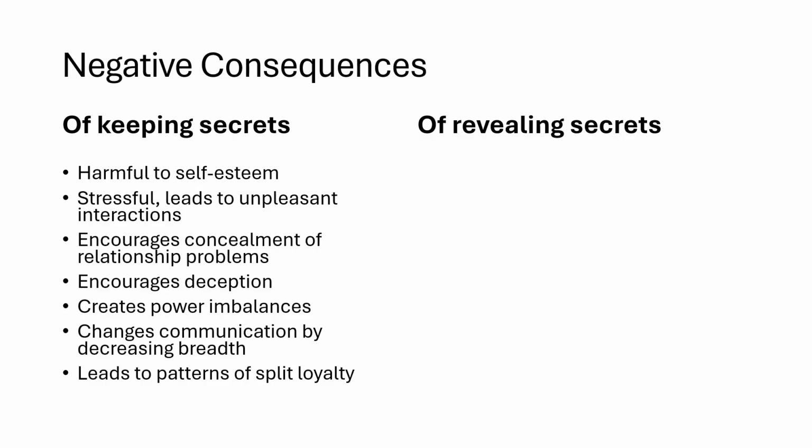So, for example, you're keeping a secret from someone, and that can make an interaction feel very awkward, or you might avoid that person altogether. And certainly you can't maintain a relationship if you're avoiding someone. Keeping secrets also encourages concealment in some cases of relationship problems, right? So you pretend that everything is fine in your relationship, but maybe it's not because, right, you're not talking about it. You're afraid to talk about it.